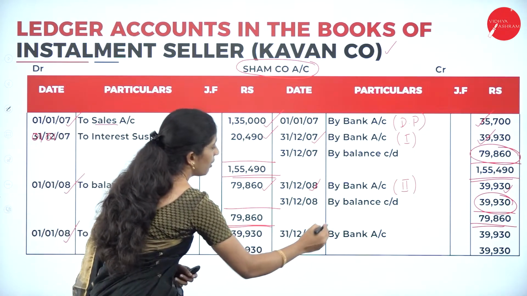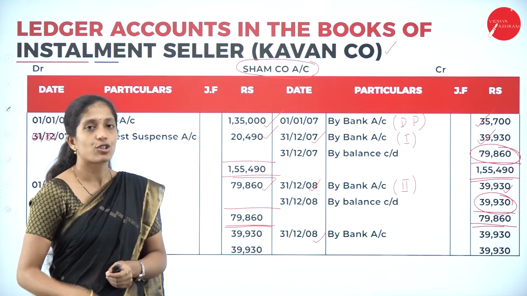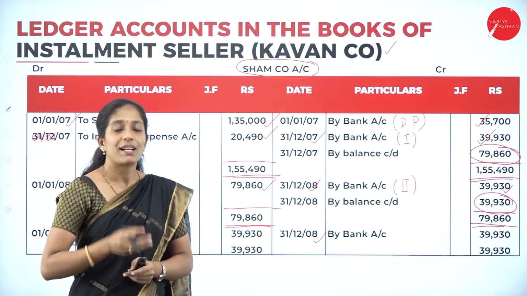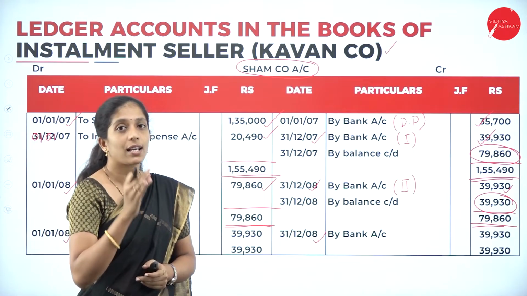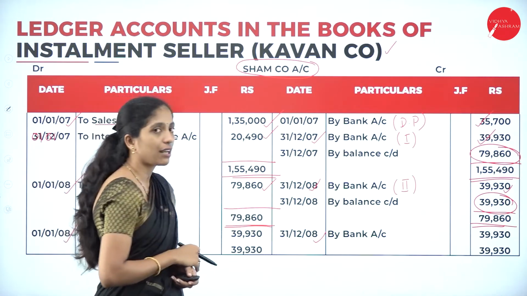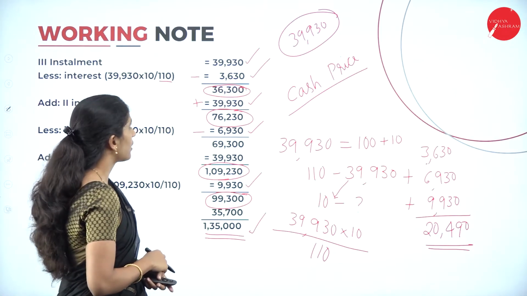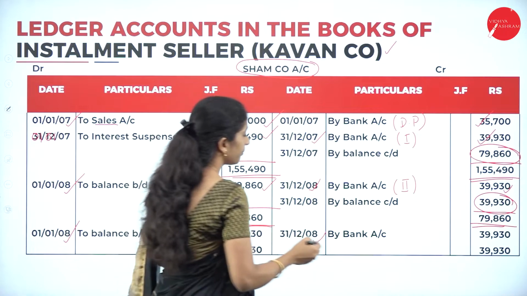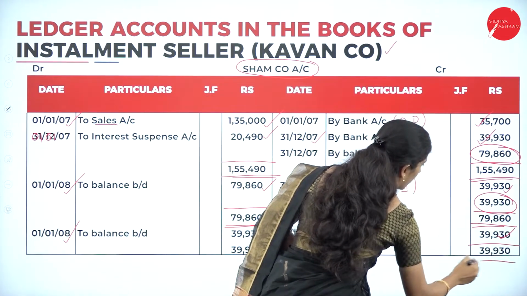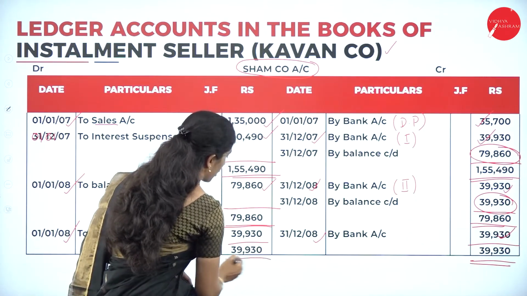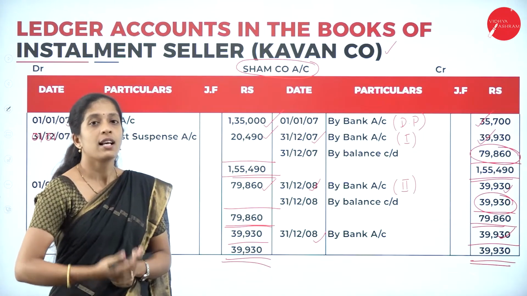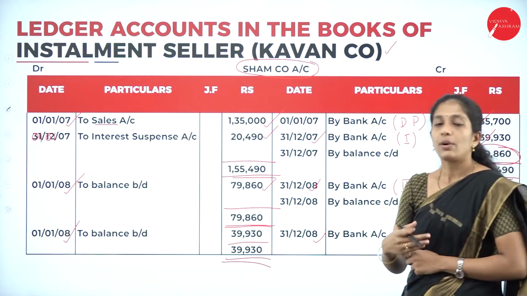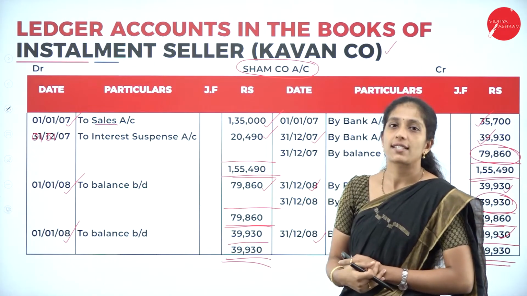Now, you have to record the third installment. So what is the entry? You are going to receive the third installment. So bank account debit to hire purchaser account. So how do you record? By bank account. What is the third installment? That is 39,930. So record that amount, total both the sides, and it will tally, because they have directly told that the payment will be made in the form of 3 equal installments. Now we are done with installment purchaser account.